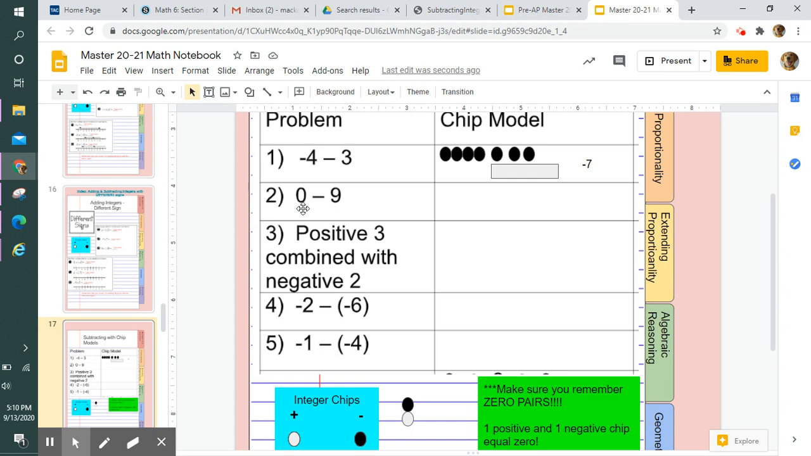Okay, our next one says 0 minus 9. So we're not going to start with anything, but it wants us to take away 9 that are positive. So we're going to add 9 0 pairs in here. We need 1 negative and 1 positive, 9 times. That's a lot, but that's how we have to do it. 1 negative and 1 positive, 9 times.